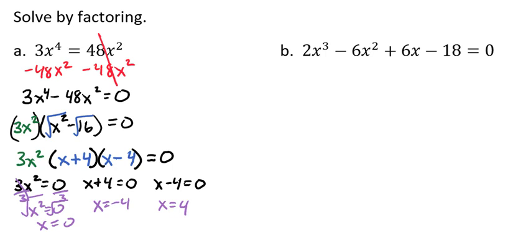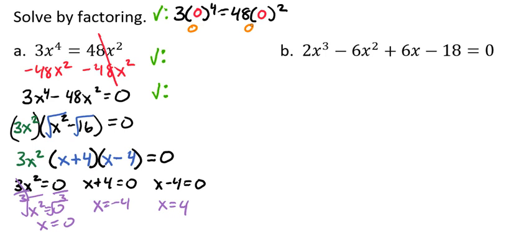And now we want to make sure that we check those solutions and make sure that they work. So we have 3 solutions, so we'll do 3 checks. So we're going to take our original equation, 3x to the fourth equals 48x squared, and we're going to plug in our 0. And when we do that, we see that here we get a 0, and here we get a 0, and those in fact are equal. So one of our answers is x equals 0.